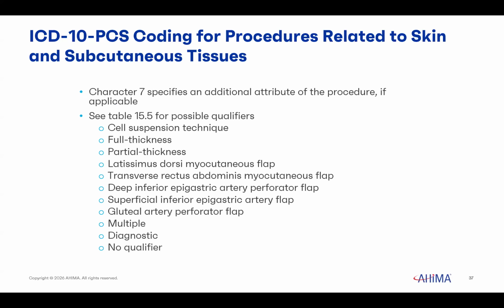Now, the seventh character is a qualifier. The qualifiers we've seen before give us additional attributes or details about a procedure. And table 15.5 shows them along with the slide here. And this could be things like whether a skin graft is full thickness, partial thickness, different flap techniques, cell suspension technique, and so on. We always have no qualifier as an option, and we would use the no qualifier when it's supported by the documentation. So if there is no qualifier, we don't just assume that one was used.